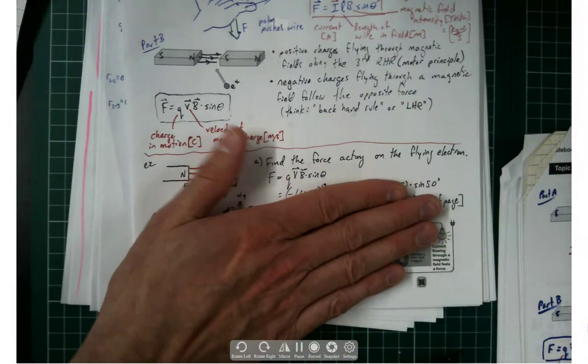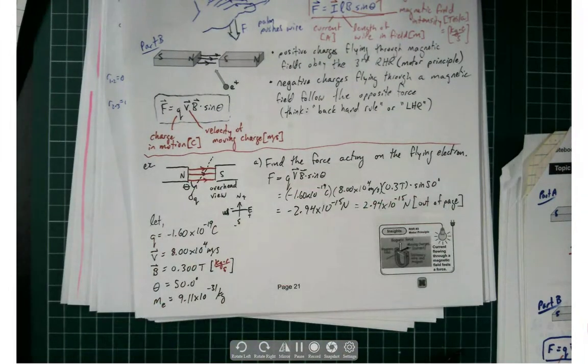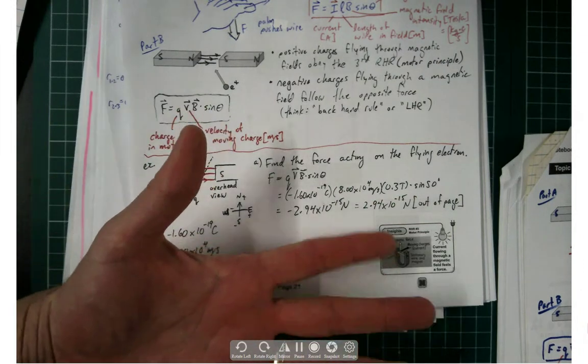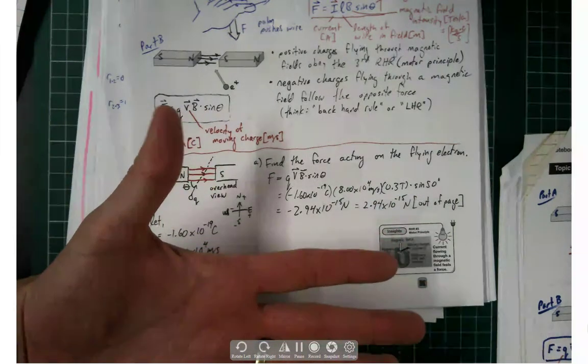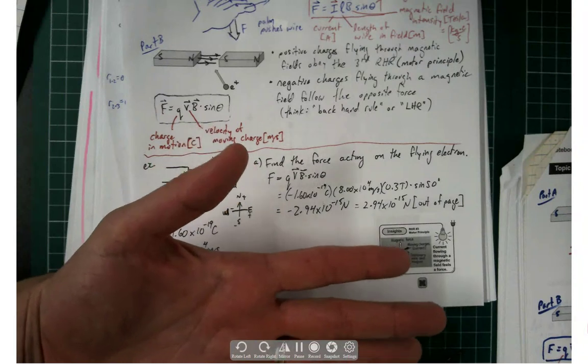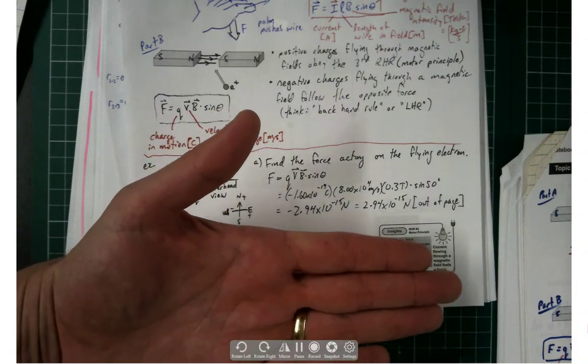Or if you're committed to using your left hand as an opposite, again, magnetic field in the direction of the fingers. Now it's a left hand because it's an electron in motion, so the opposite. And then I would say my palm is pushing it out of the page.